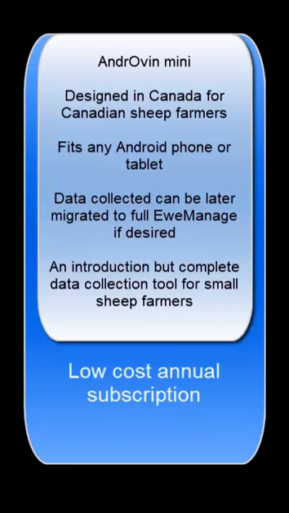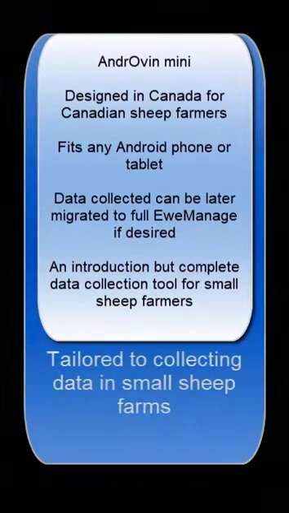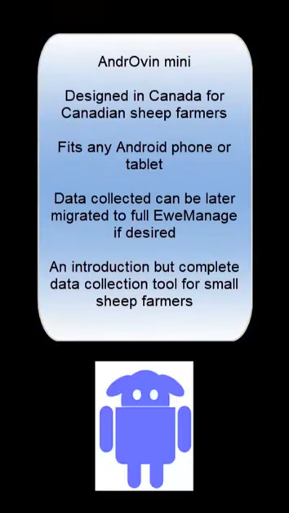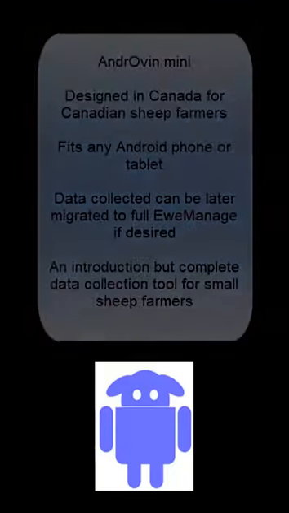AnrdOvin Mini can be used on any Android phone or tablet and is tailored to smaller sheep farmers desiring to easily collect farming data. This video is made in 3 sections. First, it will show you how to install, then how to use the software, and the third section is optional for those who want to report to CCIA, the Canadian Traceability Organization.